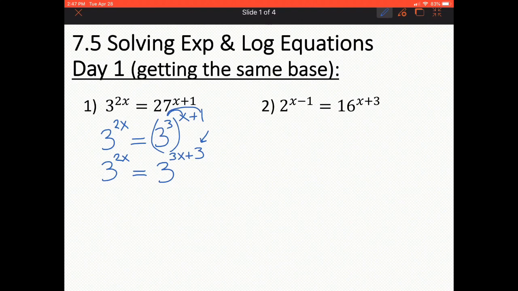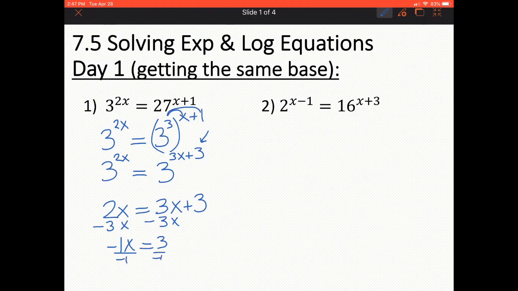Now that the bases are the same, so both bases are 3, if this equation is really true, if these are equal to each other, then the exponents must be equal as well. So I'm just going to set the exponents equal now. And now we just solve for x. So I'm subtracting 3x on both sides to get negative 1x equals 3. Divide by negative 1, x equals negative 3.